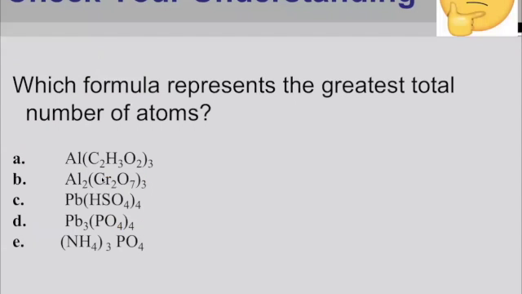Which formula represents the greatest number of atoms? So basically you have to go through each. This one, how many atoms are here? Well, you have 1 aluminum, and then you have 6 carbons, 9 hydrogens, and 6 oxygens. So you have to do that for all of them. The answer is going to be B, but that will check your work.